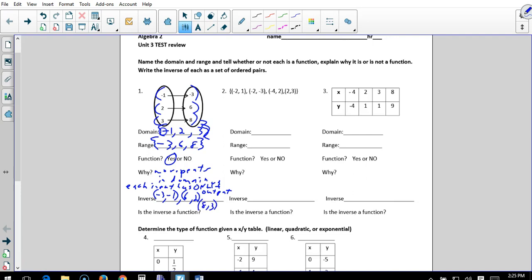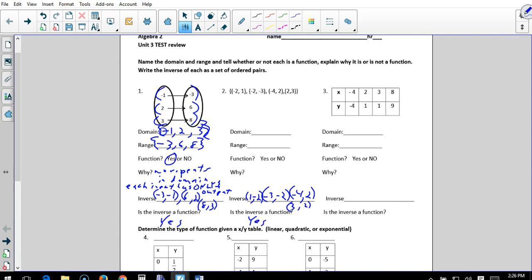In fact, number 2, I'm just going to get the inverses out of the way right now. 1, -2. -3, -2, -4, 2, and 3, 2. Oh, just notice, is the inverse a function? So on number 1, I have -3, 6, and 8. Yes. On number 2, I have a 1, a -3, a -4, and a 3. So yes, it is.